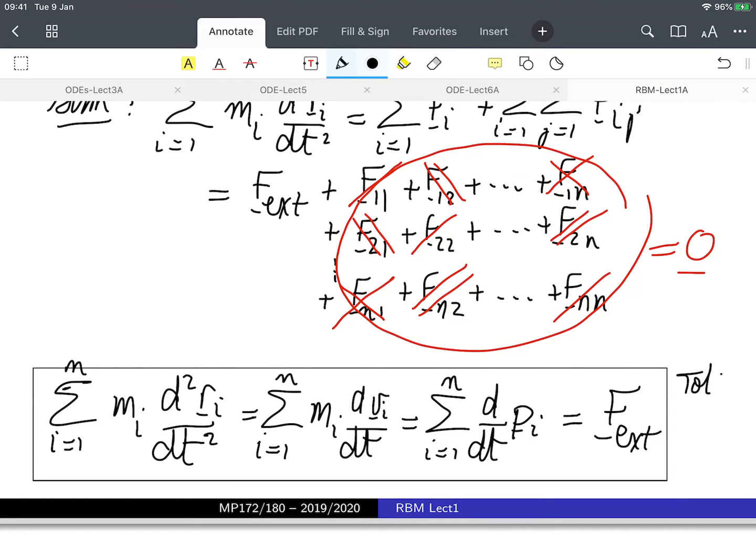That's the total external force. Nice. So maybe dealing with just that equation, which is the sum of all the equations of motion, I might be able to solve the problem, at least for rigid bodies. Okay.